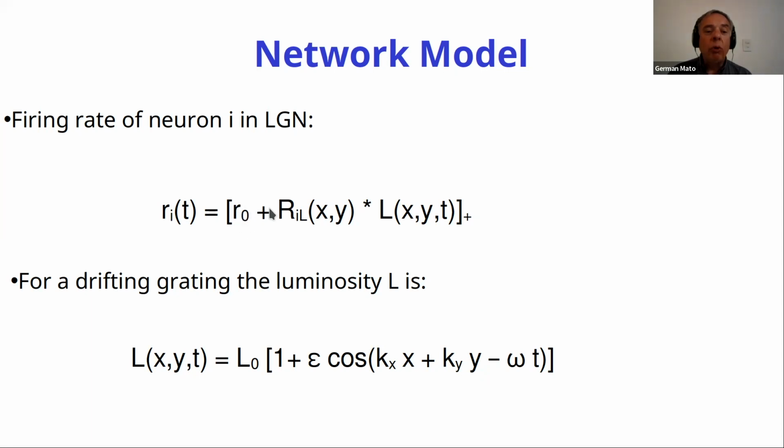Now, the firing rate of a neuron in LGN is given by this expression. We have on one side R0, that is a spontaneous firing rate, and then the convolution between a receptive field, that is R of x,y, times the luminosity field, where the luminosity field, if the stimulus is a drifting grating, is the same expression I gave before. And then after we do this calculation, we apply the rectification in order to always have a positive firing rate for the LGN cell.